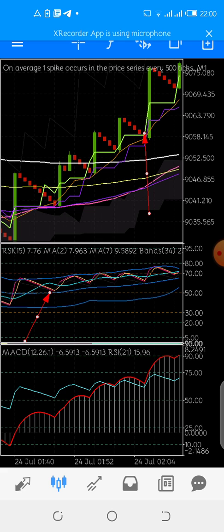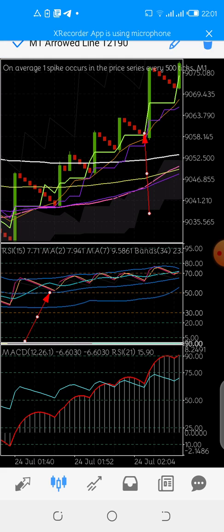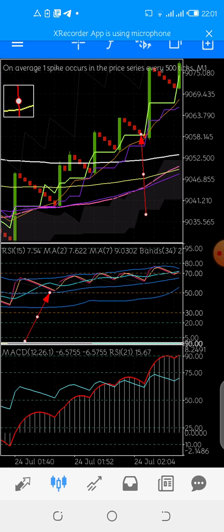So in an upward trend for spikes, this is Boom 500. For an upward trend for Boom 500, you will either use the Ichimoku now, which is this. You see, anytime it touches, it spikes. And then here, it was just like 3 candles, and then it spiked.